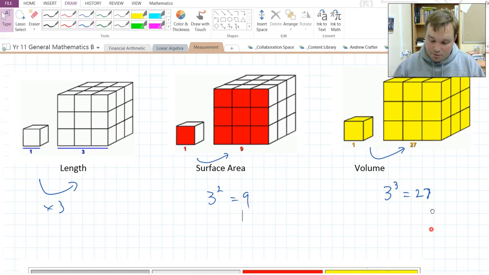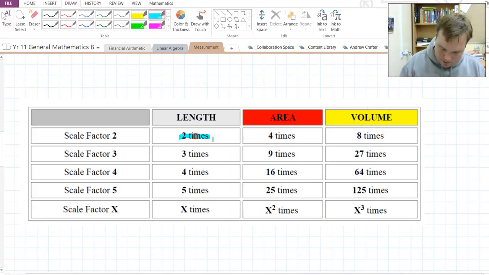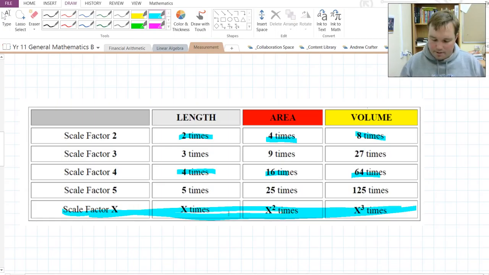So, in general terms, if you've got a scale factor of 2, the length increases 2 times. The area increases 4 times, the volume 8. Scale factor of 4, the length increases 4 times, area 16, volume 64, etc. X squared, x to the power of 3.